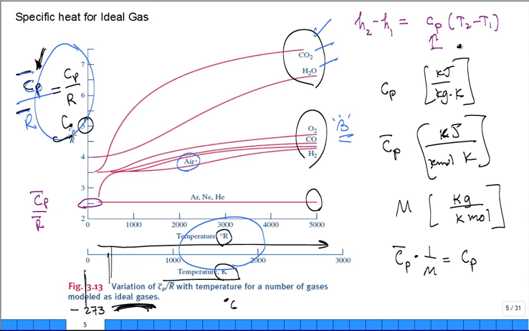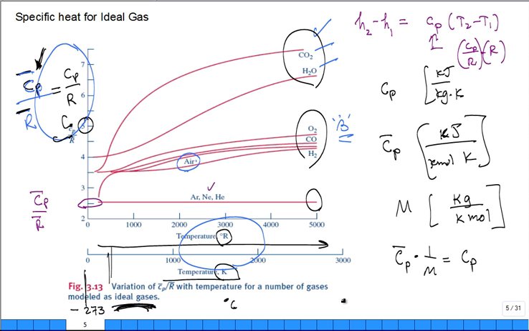It's going to be, can you see it? It's going to be C sub P divided by R times R. That's C sub P. This ratio is 2.5. What is this R? R bar divided by the molar mass for the helium, or the molar mass of the argon, or the molar mass of the whatever else, neon. So that's how you get that specific heat.